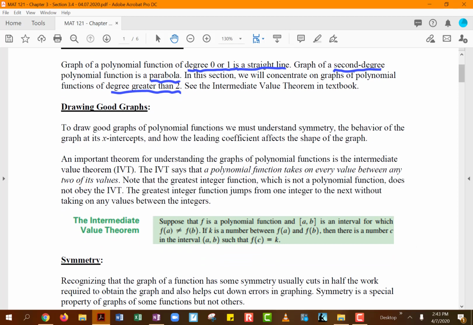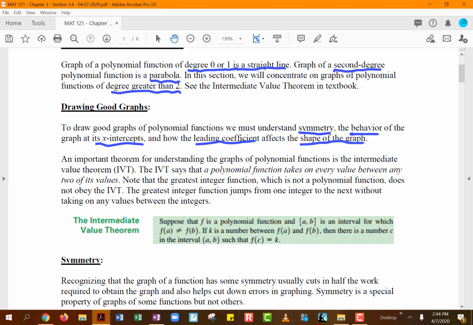To talk about drawing good graphs, we of course need to understand the symmetry for the function. We need to talk about what kind of behavior our graph has at its x-intercepts, and then also the leading coefficient will tell you what kind of shape your graph will have. So those are some of the things that we are going to be talking about when we look at these graphs.